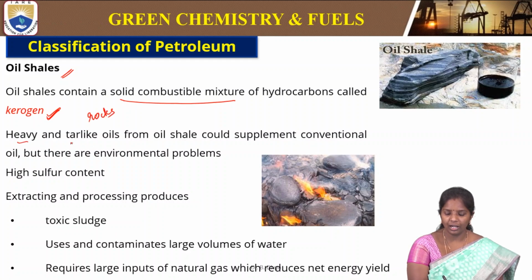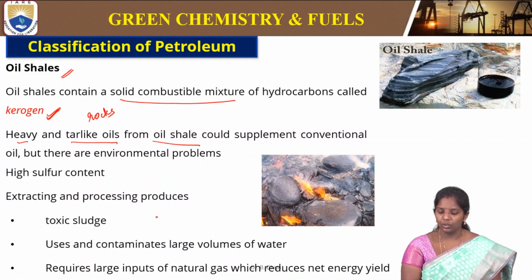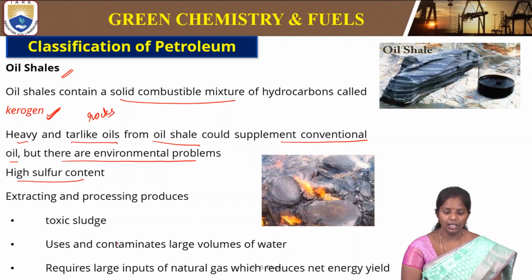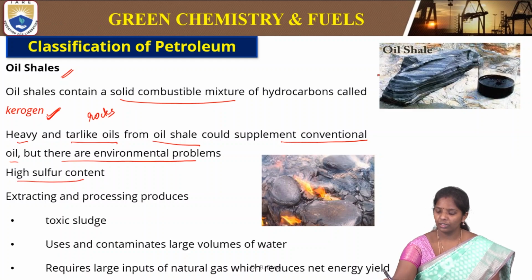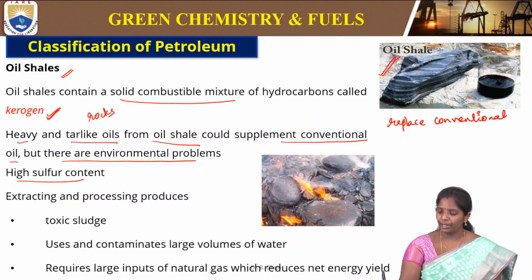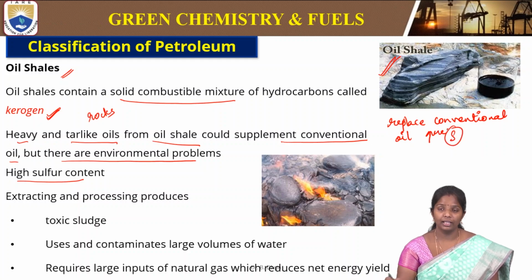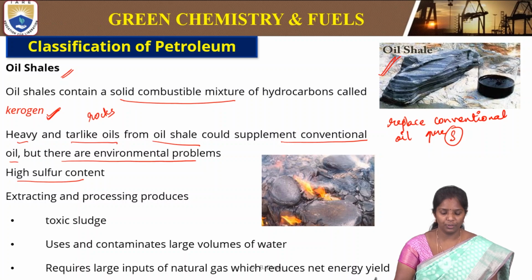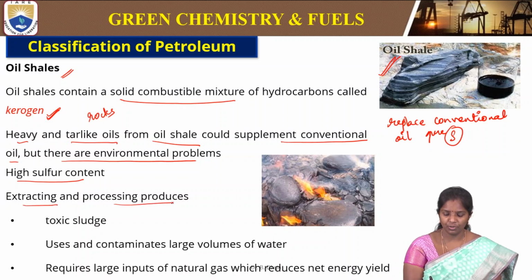So heavy and tar-like oils from oil shale could supplement conventional oil, but they are environmental problems due to high sulfur content. This can also replace conventional oils like petroleum, but has high sulfur. So because of sulfur, it cannot be used because it will be polluting the atmosphere and also hazardous to humans. So extraction and processing procedures include toxic sludge.